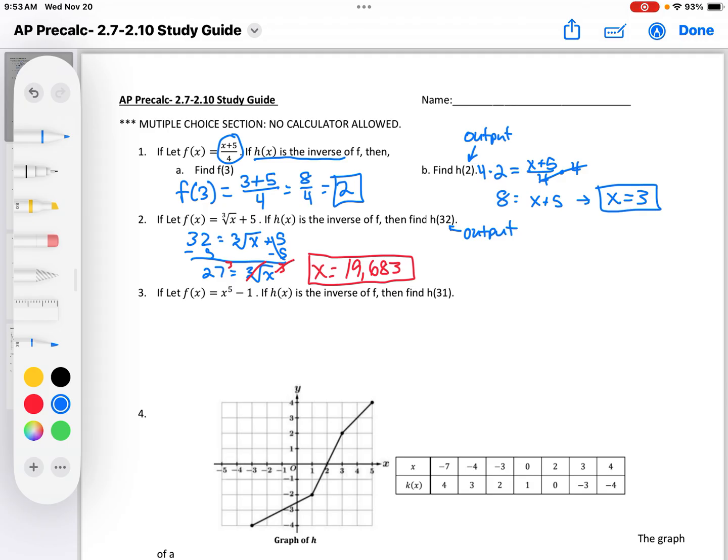All right, next one, same idea. We're given a function. They ask you to find h of 31, so again, 31 is your output. So that means we have 31 equals x to the 5th minus 1. Add 1 to both sides, and we get 32 equals x to the 5th. We take the fifth root of each side. The 5th root of 32 is just 2. So the answer to this problem is 2.